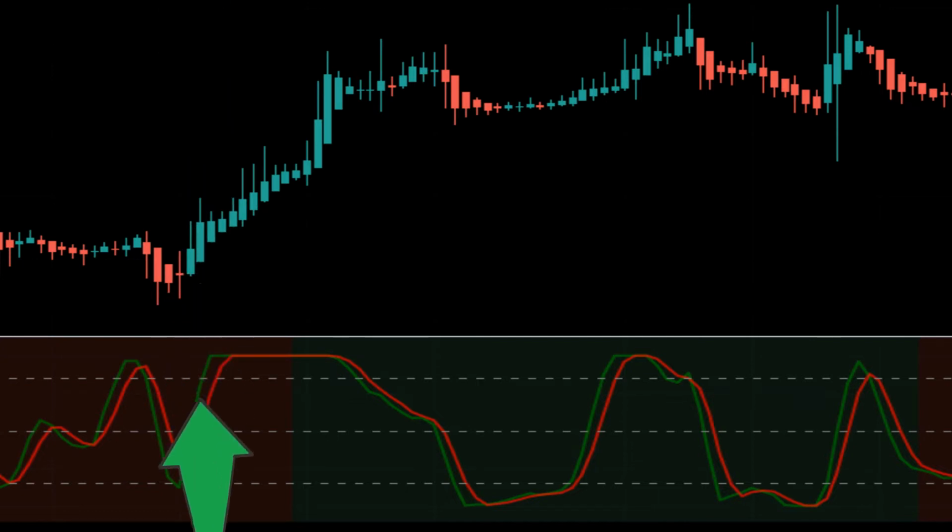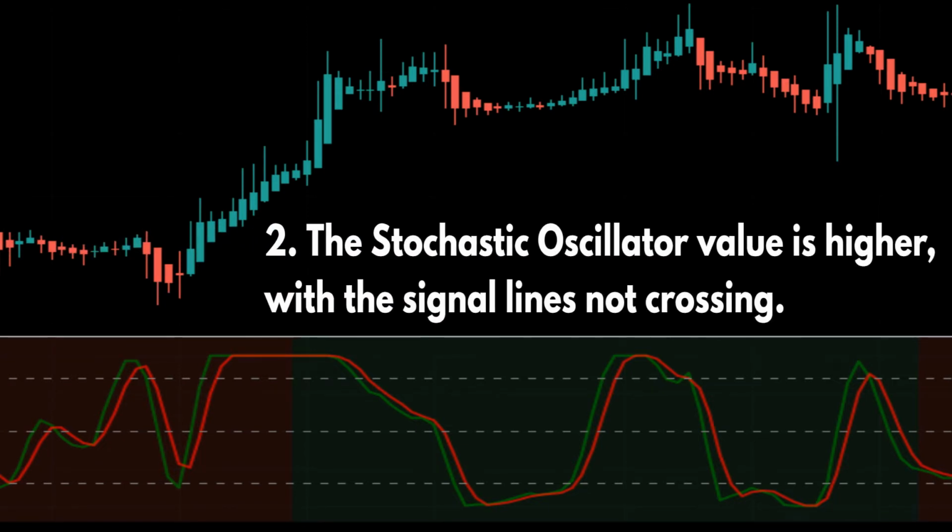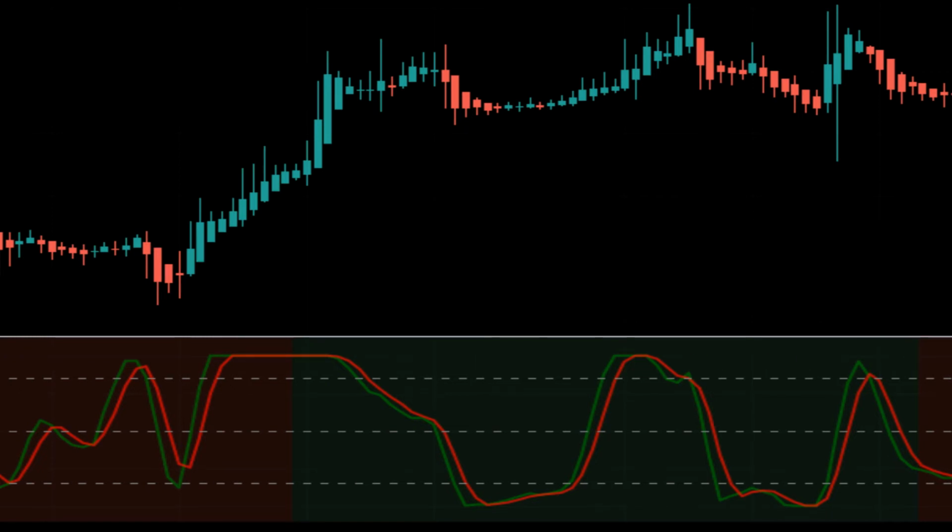There are a couple of ascending candles which show a sudden increase in prices. 2. The stochastic oscillator value is higher, with the signal lines not crossing. We only care about the general direction. Stay away from the market until all of the necessary requirements are met. Open a buying trade if all the criteria are fulfilled on the 5-minute chart.